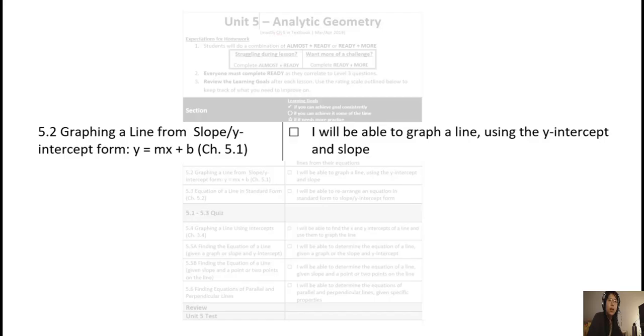Hey guys, today we're going to be doing 5.2, graphing a line from a y equals mx plus b equation. You've only known how to graph from a table of values really, and now we're going to figure out how to do it if you just have an equation.